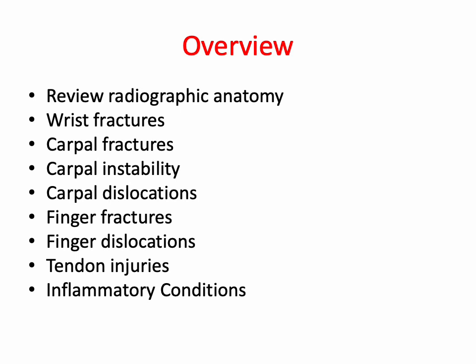So to do that, we'll have a quick look at anatomy first, then talk about wrist and carpal fractures, carpal instability and dislocations, finger fractures and dislocations, and some tendon injuries and inflammatory conditions about the hand and wrist.